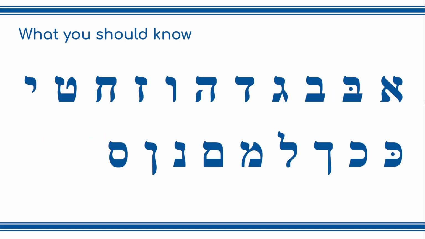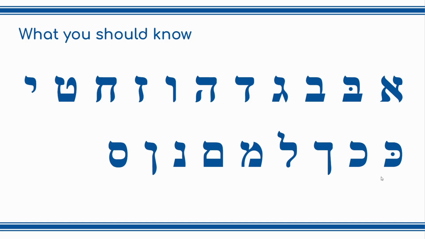Okay, so these are all the letters you know so far. You know Aleph, Bet, Vet, Gimel, Dalet, Hey, Vav, Zayin, Chet, Tet, Yod, Kaf, Chaf, Chaf Sofit, Lamed, Mem, Mem Sofit, Nun, Nun Sofit, and Samekh. So these are all the letters you know. And don't forget to listen to the Aleph-Bet song, okay?